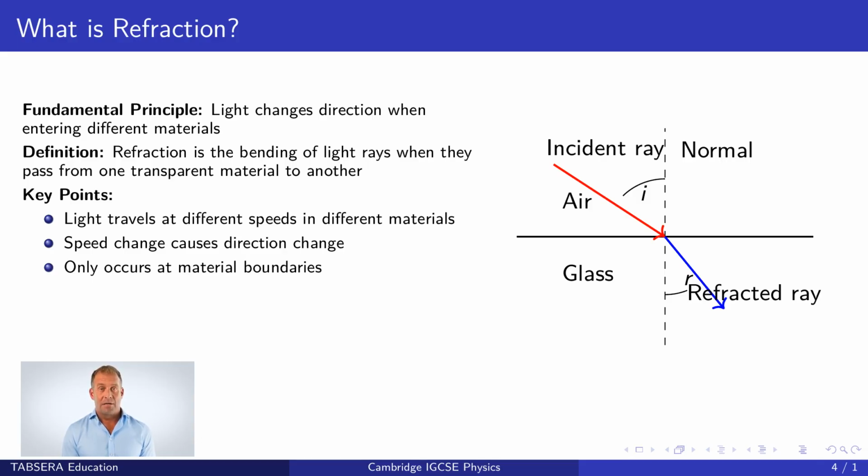The diagram illustrates a light ray passing from air into glass. Notice how the incident ray bends toward the normal when entering the denser material.